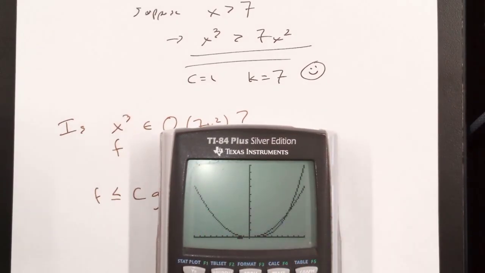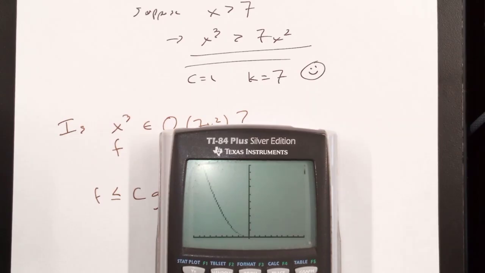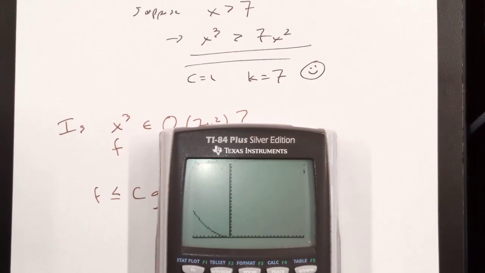This is 7x squared, right? Let's make it a bigger number. Instead of 7x squared, let's double that. And you might say to yourself, well, 14x squared, that's going to be bigger. Yes? Sure looks like it's bigger. Until I go out further. And then my x cubed still manages to cross it. Oh, no.